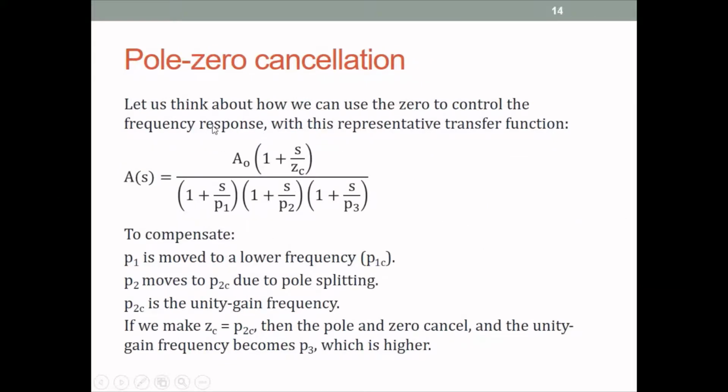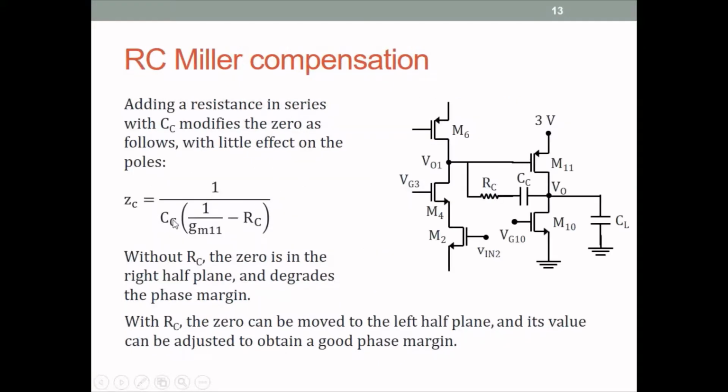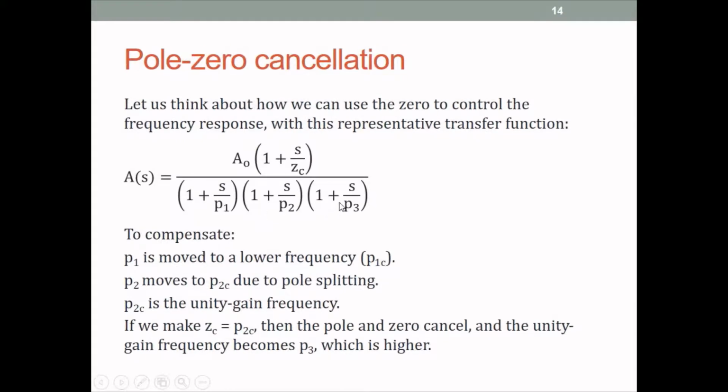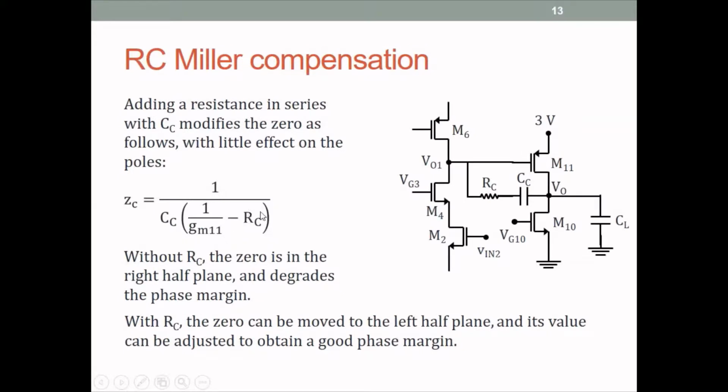So this is a generic transfer function to which compensation is applied, and I want to focus on the zero. So this ZC is this ZC which includes RC. And let's say there are 3 poles, and let's say with compensation we have moved P1 and P2 has moved also because of pole splitting, and let us say P2C is the unity gain frequency. Now we can adjust the value of ZC because that is in our hands, because we can change RC and make ZC whatever we want.